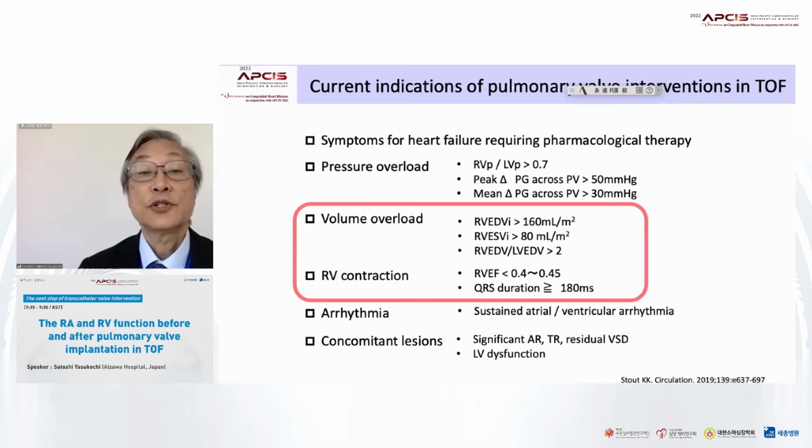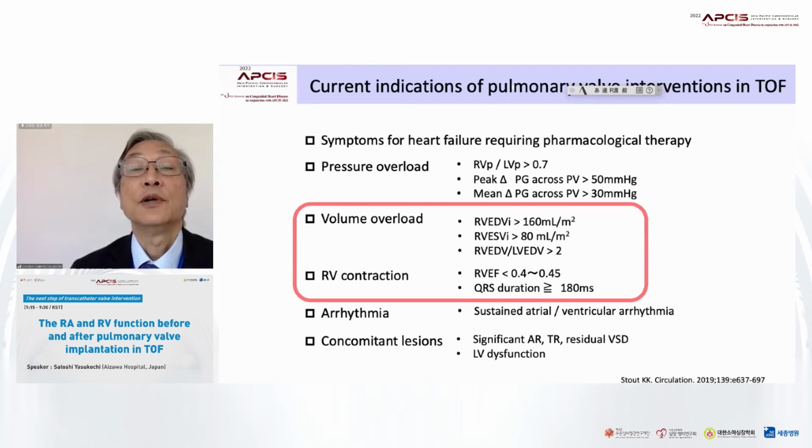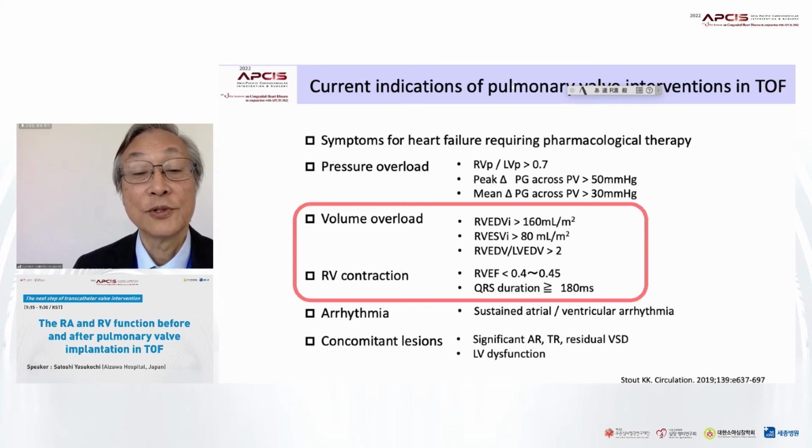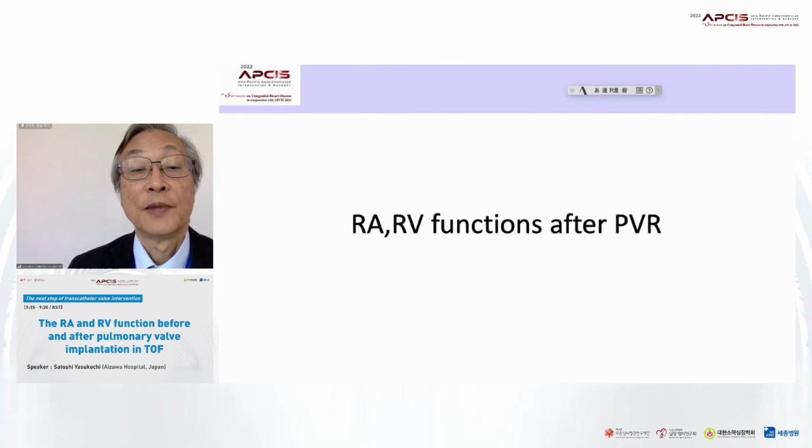So the current indications for pulmonary valve catheter interventions. I think the volume overload, as I said before, RV-EDVI and RV-ESVI are the same as in the surgical indications.